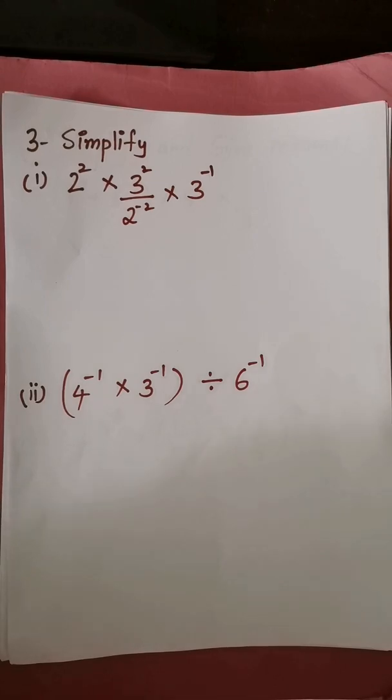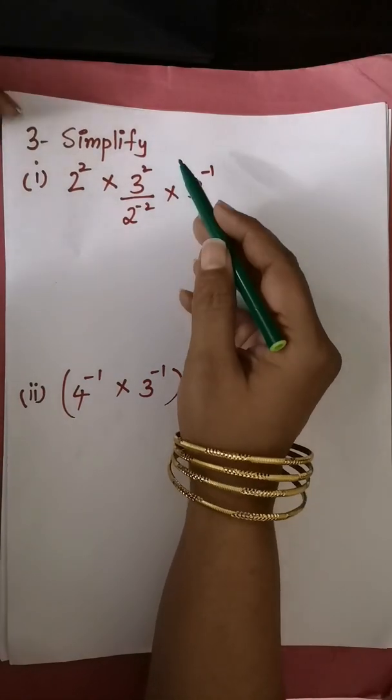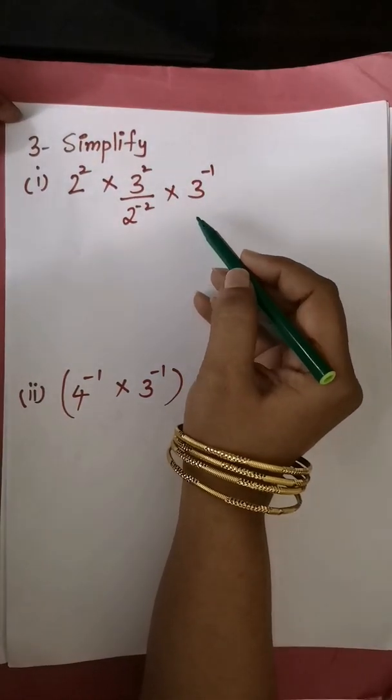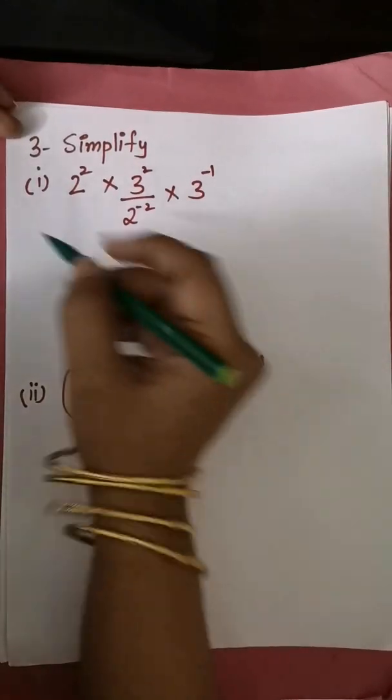Now here the question is 2 to the power of 2 into 3 to the power of 2 by 2 to the power of minus 2 into 3 to the power of minus 1. Here whenever negative exponents are there, change it into positive. Now this is down, it will come up. This is up, this will come down to change it into positive.